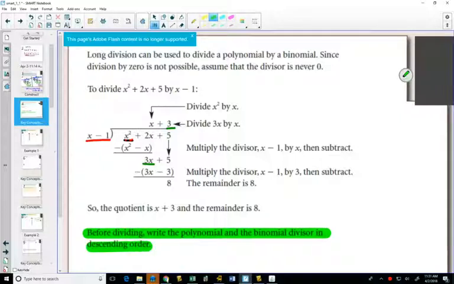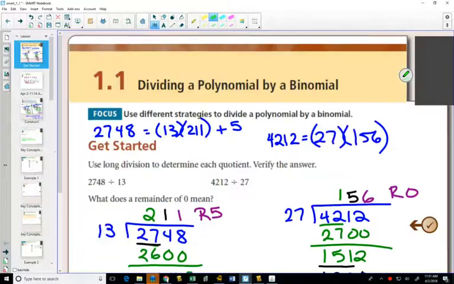It is important that before dividing, we write the polynomial and the divisor in descending order. We have to write both of them in descending order. This never was an issue at the beginning with our numbers, right?